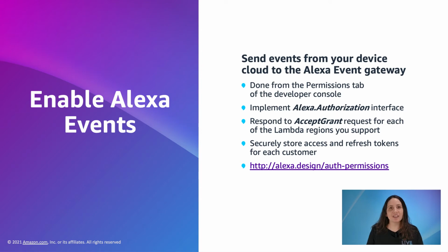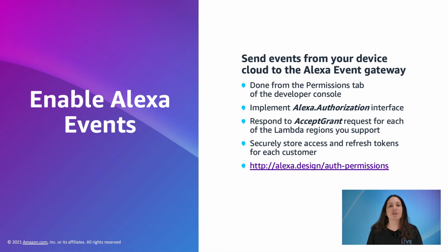If you're not done already, you need to implement the Alexa.Authorization interface, which is the interface that lets you obtain authentication tokens for each customer and allows your skill to send asynchronous messages to the Alexa gateway. For example, change reports that we're going to talk about in a minute. Once implemented, Alexa will send you an accept grant directive every time a customer completes the account linking process.